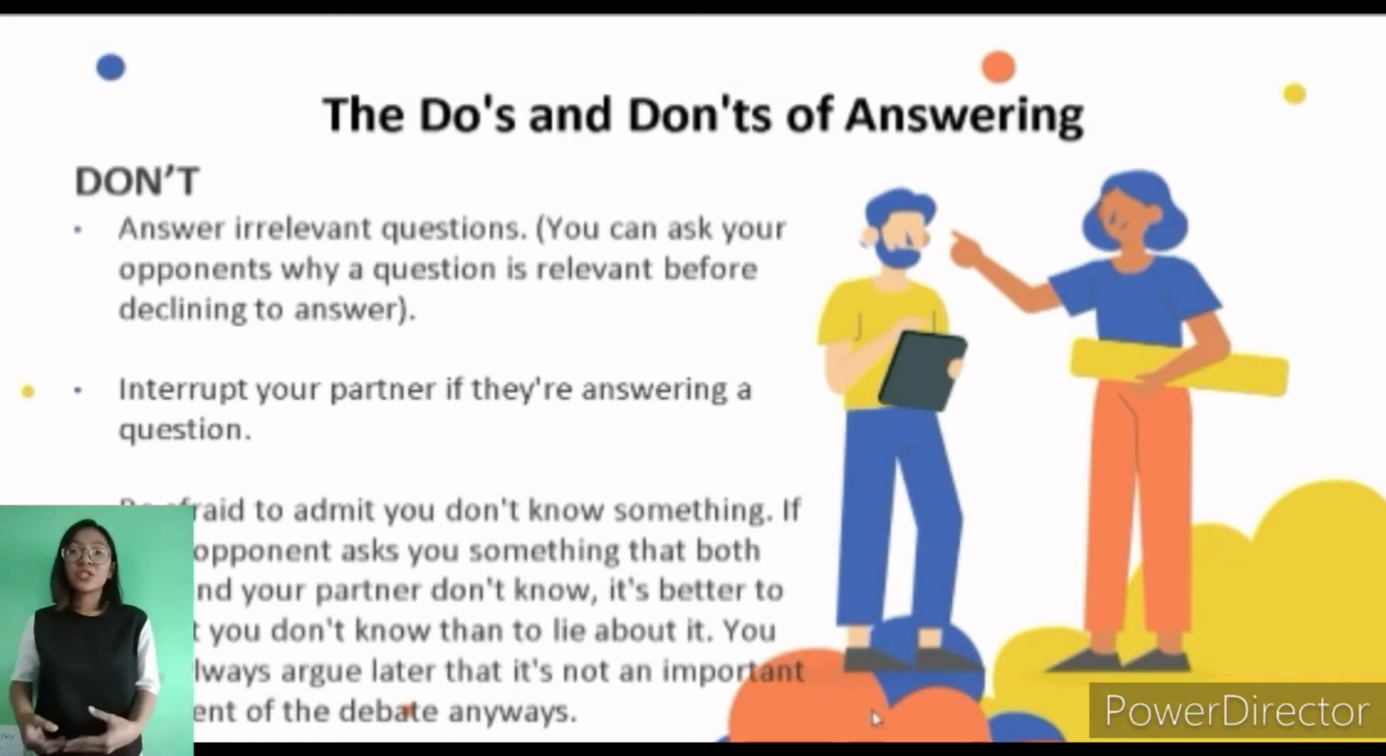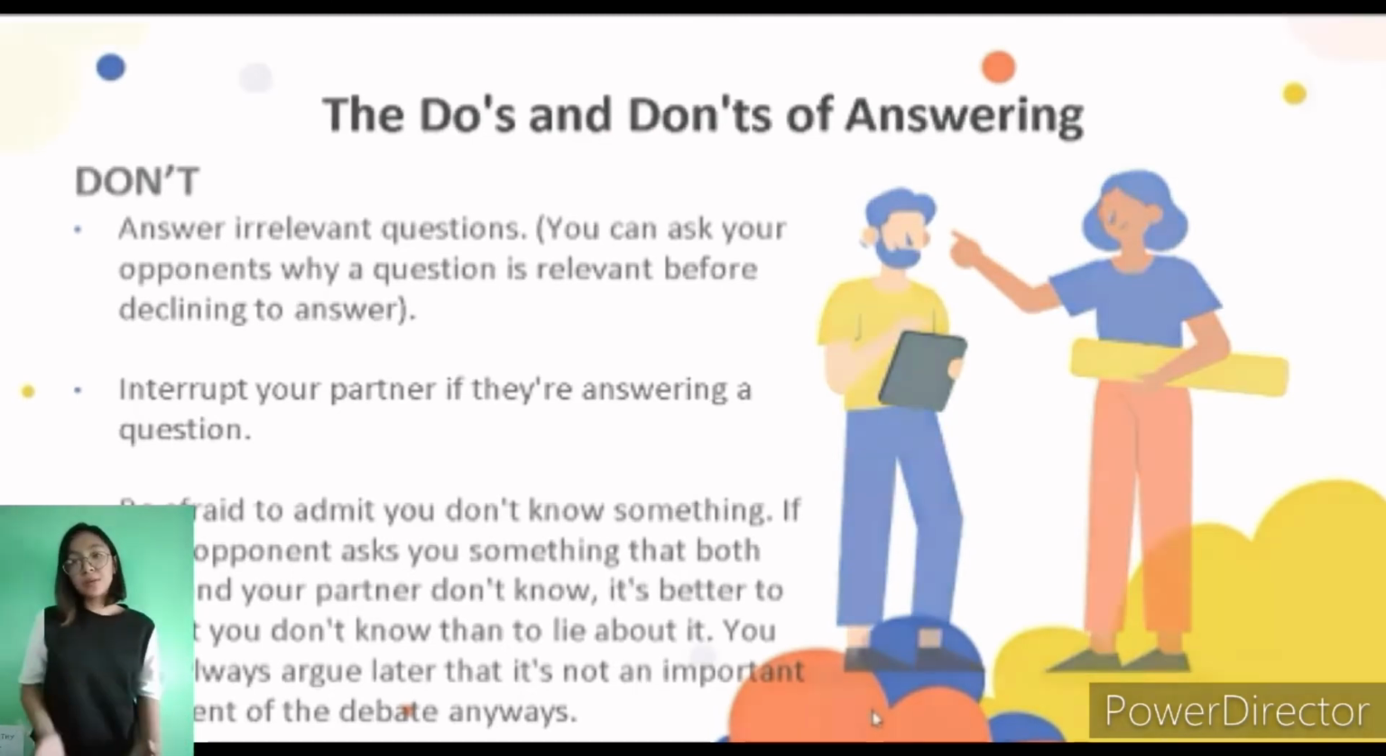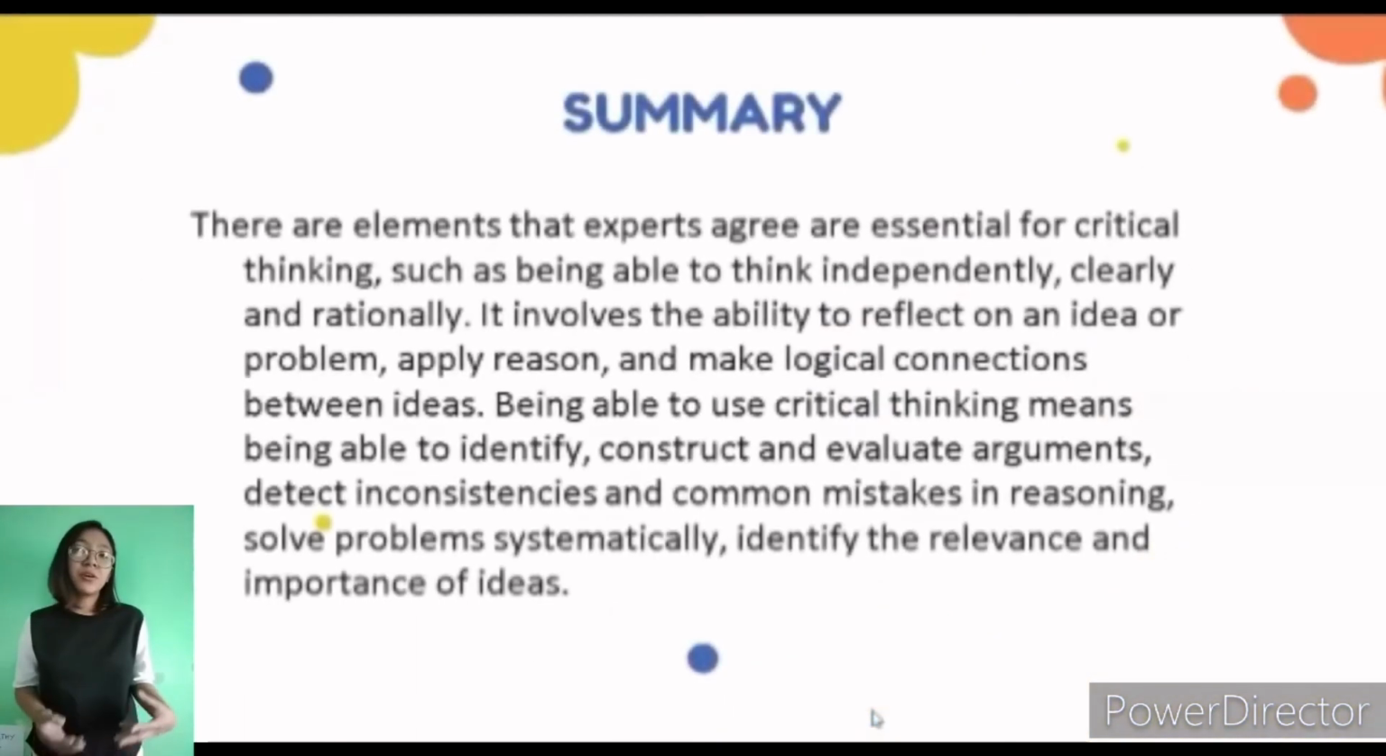Now, let's go to the don'ts when answering in cross-examination. 1, do not answer irrelevant questions. You can ask your opponents why a question is relevant before declining to answer. 2, do not interrupt your partner if you're answering a question. 3, do not be afraid to admit that you don't know something. If your opponent asks you something that both you and your partner don't know, it's better to admit that you don't know than to lie about it. And you can always argue later that it's not an important element of your debate anyways.